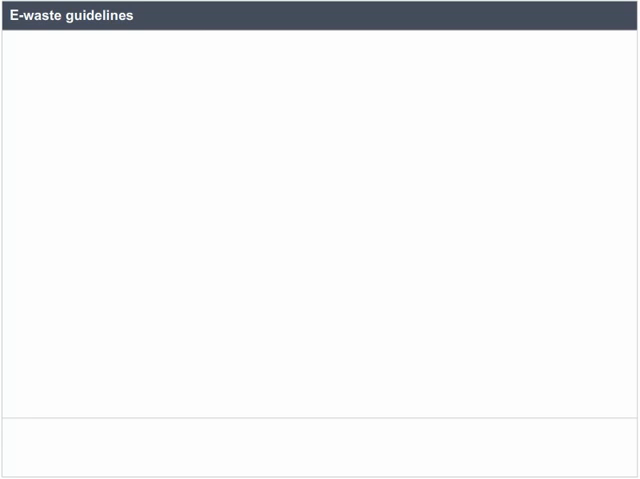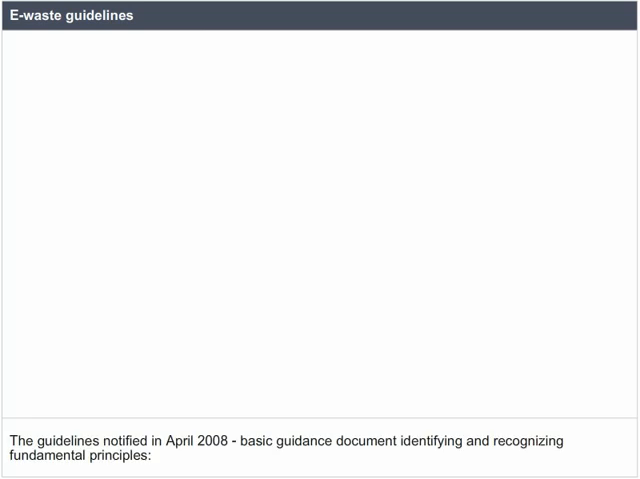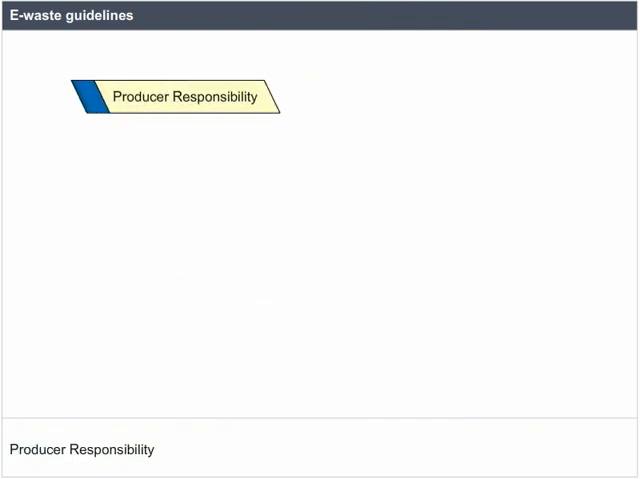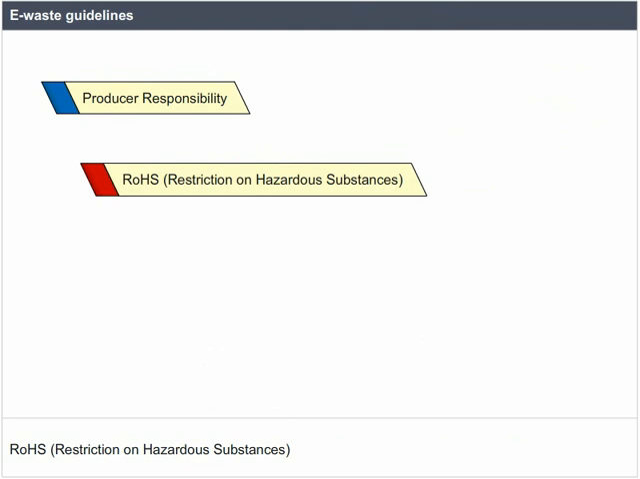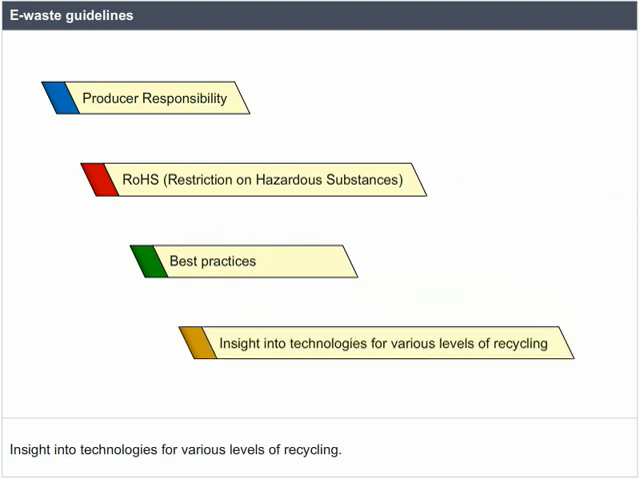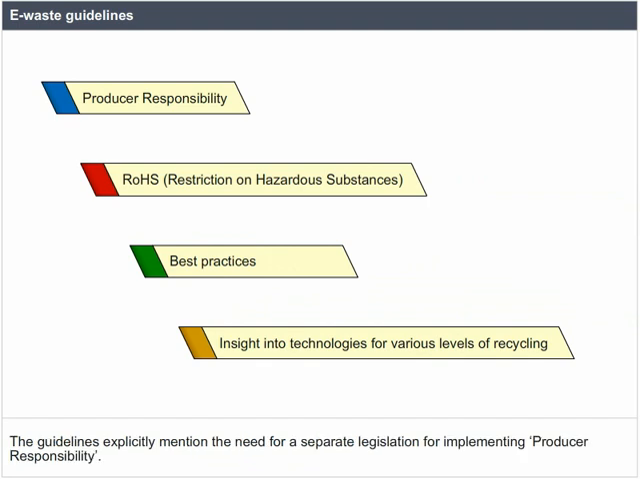E-waste guidelines. The guidelines, notified in April 2008, are a basic guidance document identifying and recognizing fundamental principles. Producer responsibility. RoHS, restriction on hazardous substances. Best practices. Insight into technologies for various levels of recycling. The guidelines explicitly mention the need for a separate legislation for implementing producer responsibility.